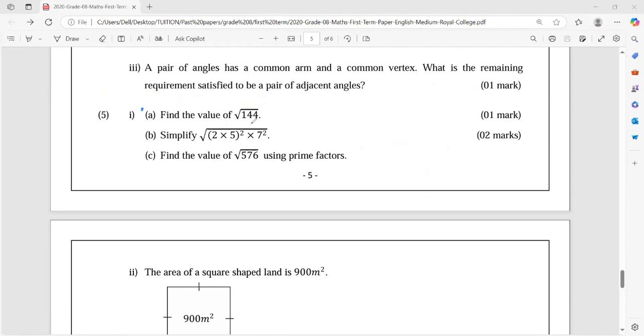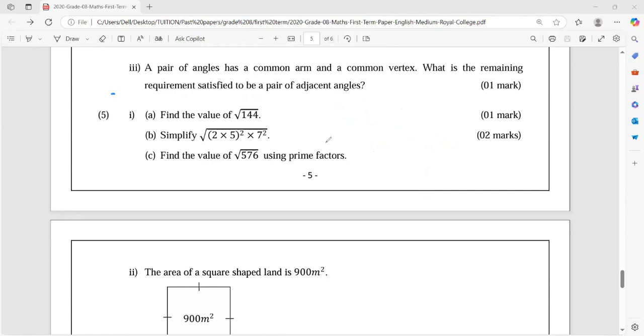And find the value of √144. For this kind of thing, you need to keep in memory that 12 squared is equal to 144. Therefore, the square root of 144 is equal to 12. Right. And then you have to simplify the second one and find its square root.